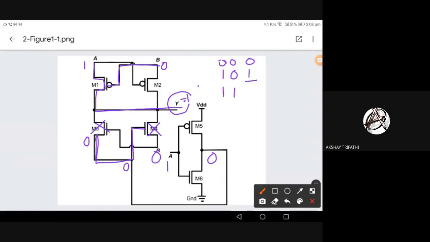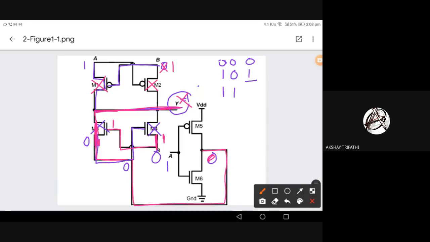Okay, so now B is equal to 1. Now M1 is also off, right? M2 is also off, right? So B is 1, so this B will be given 1 to here, and to M3 also. So M3 is on, and the source of M3 will be connected to the output Y. Now let's see what the value of Y is. Now A is 1, so this is 0 only.